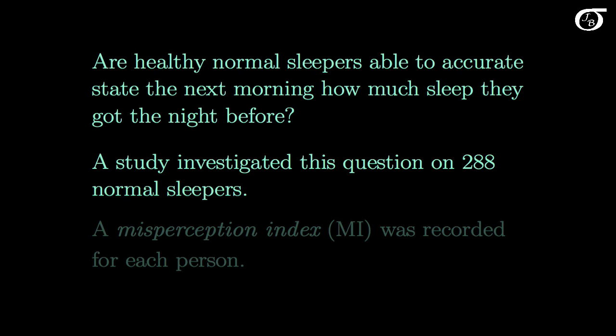The individuals slept for a night, had technology measure the actual amount of sleep, and then were asked the next morning, how much sleep do you think you got the night before? Based on this, a misperception index was recorded for each person. The farther the estimated amount of sleep they got was from the actual amount of sleep, the further the misperception index would be from zero.